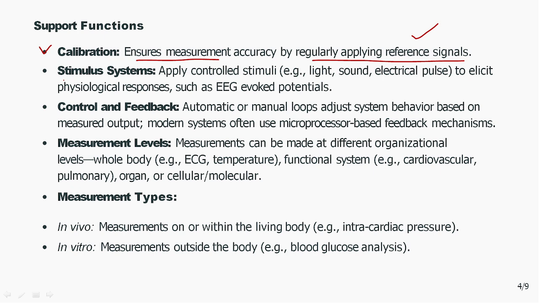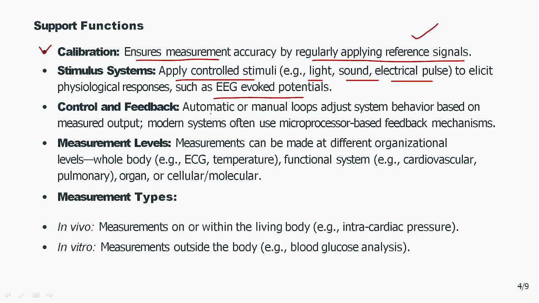Next one is the stimulus system. In some cases, we need to apply external energy or sources to stimulate different organs or biomedical sources to produce the biosignals. So these are controlled stimuli. It can be in the form of light, sound, electrical pulses to elicit physiological responses such as ECG evoked potentials, EEG evoked potentials.